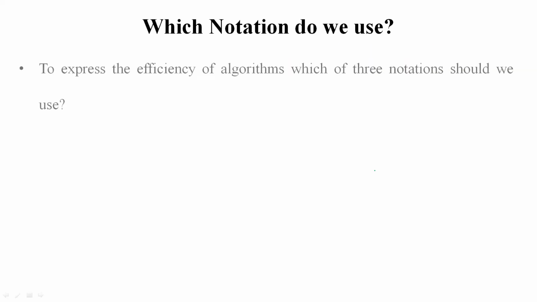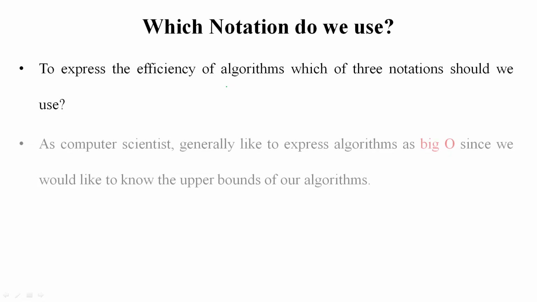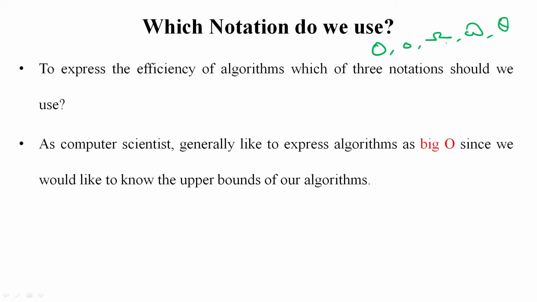Which notation will we use among these five notations to express the efficiency of algorithms? One is big O, another is small o, then big omega, small omega, and theta. So which notation will mostly be used among these five notations?